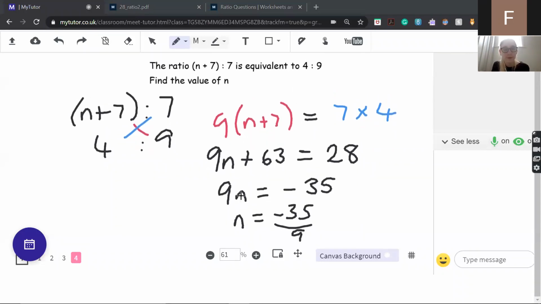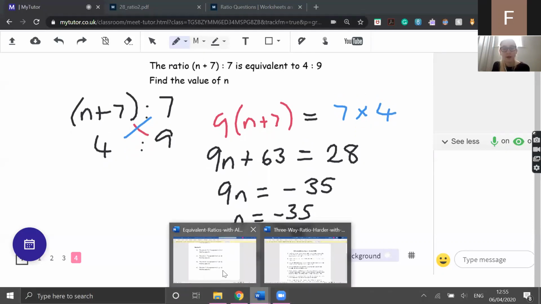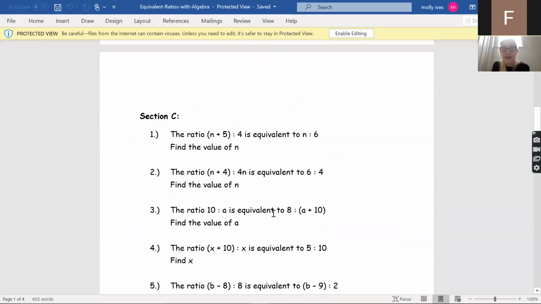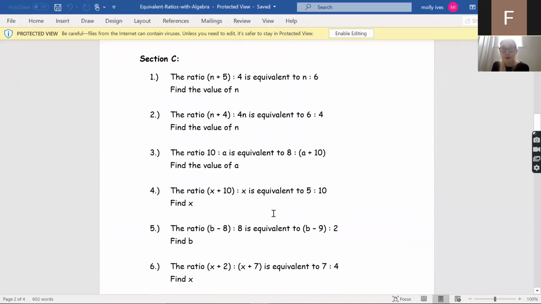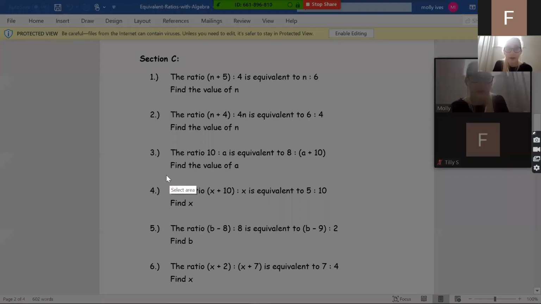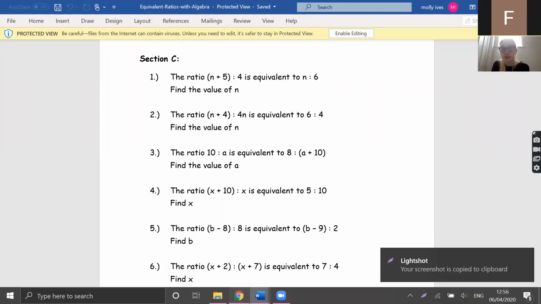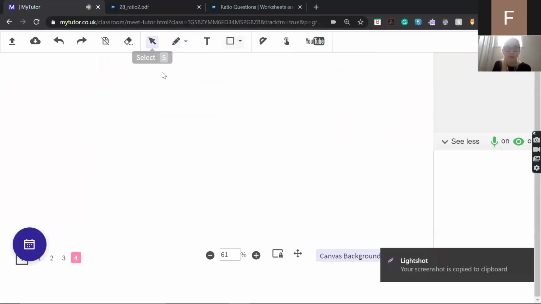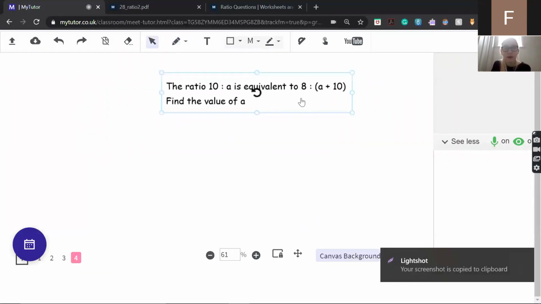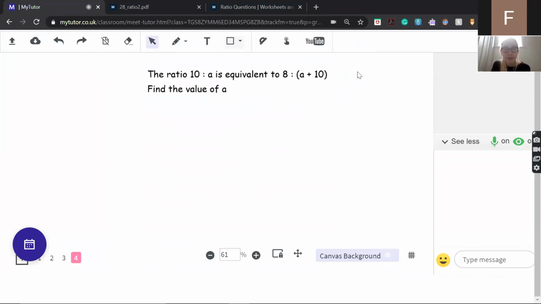Okay, cool. I'll go over one more like this, and then just in the last 5 minutes, introduce you to another type of tricky question that is often asked. So, here we've got a's in 2 places. This is what makes this not as nice. The ratio 10 to a is equivalent to 8 to a plus 10.